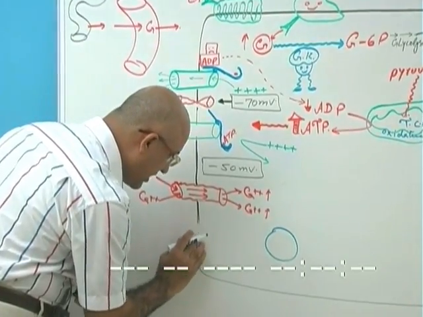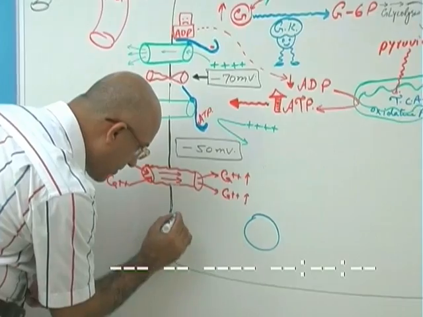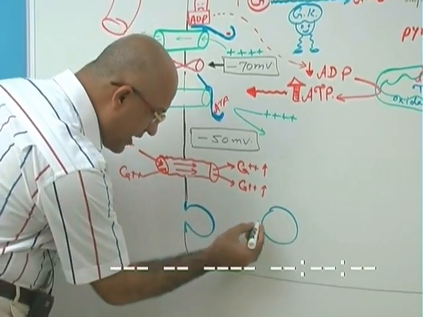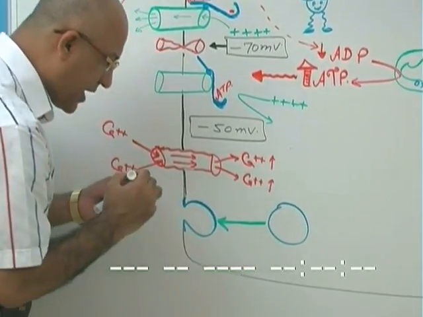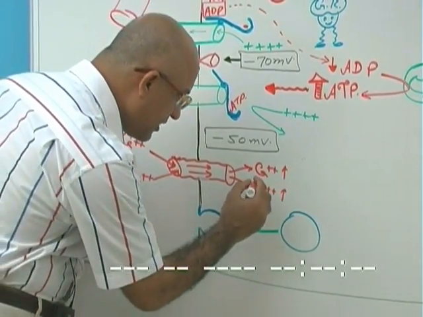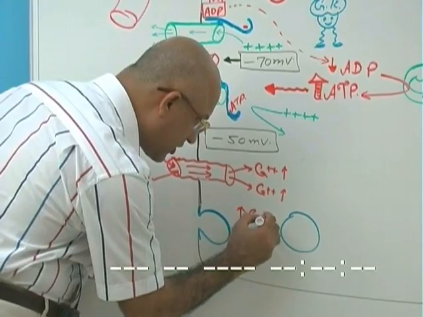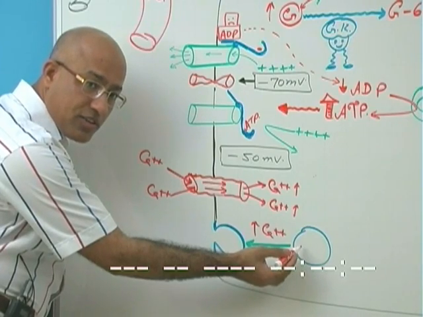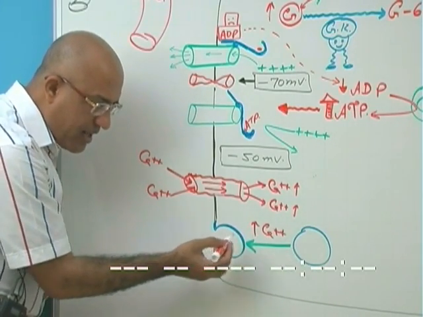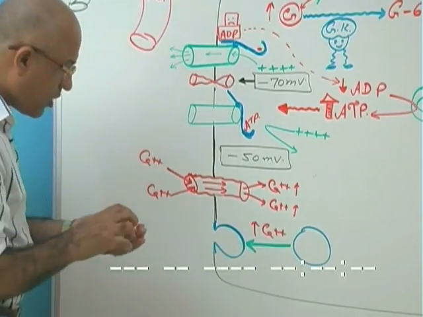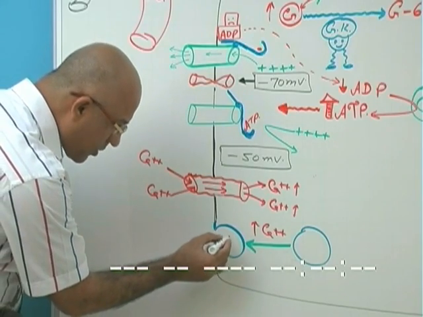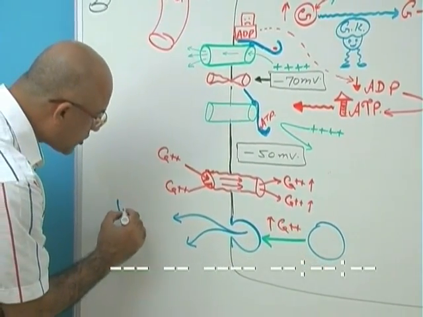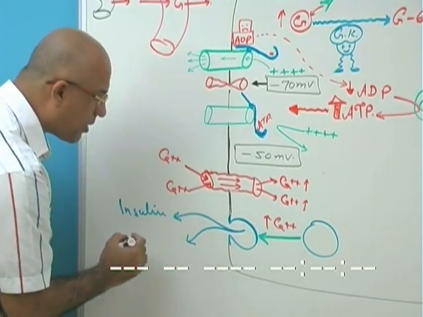secretory vesicles and moves these secretory vesicles towards the cell membrane, and they fuse with it. And when they fuse, what comes out? Now you can tell me. Yes, a good doctor will tell me insulin, number one. What else will come out?